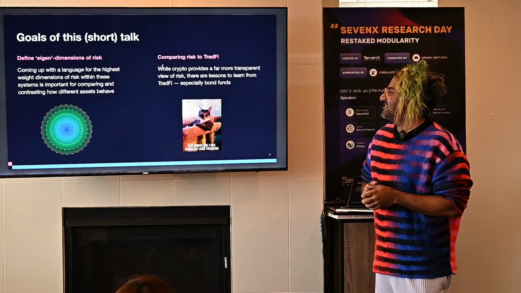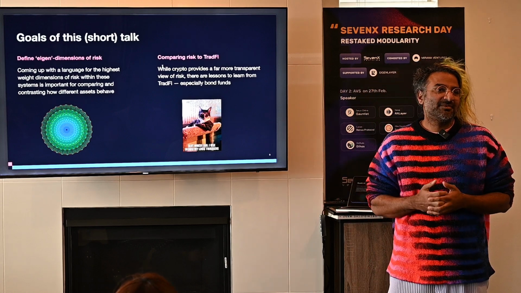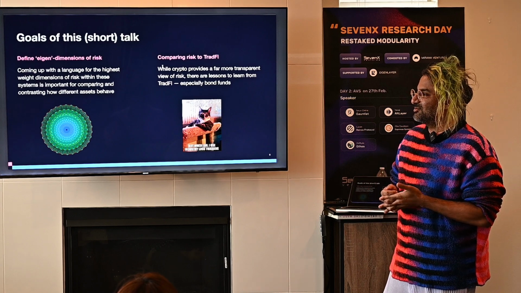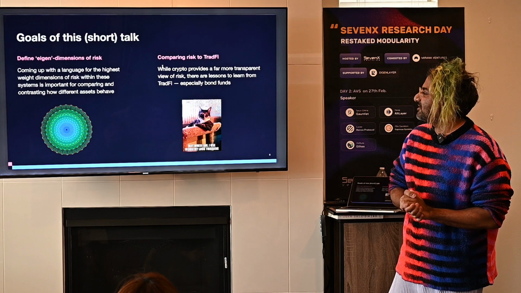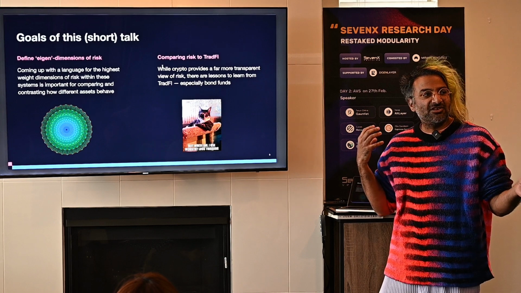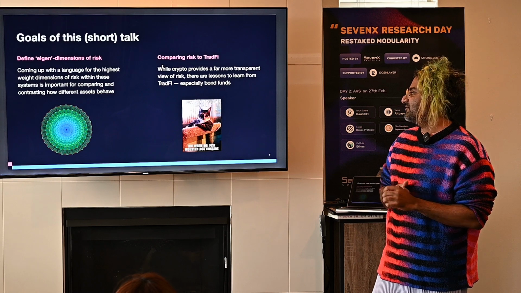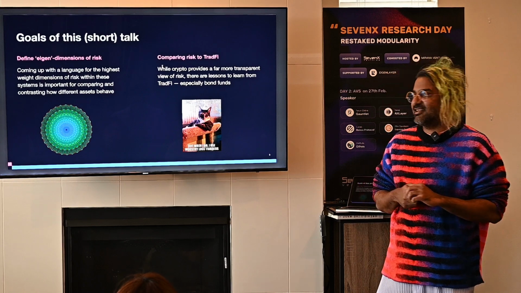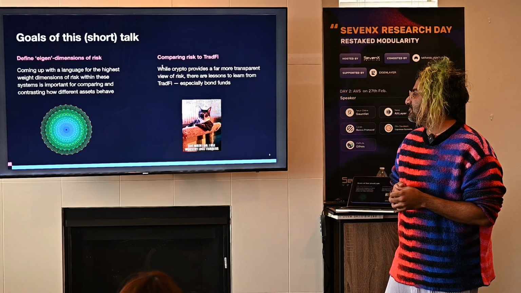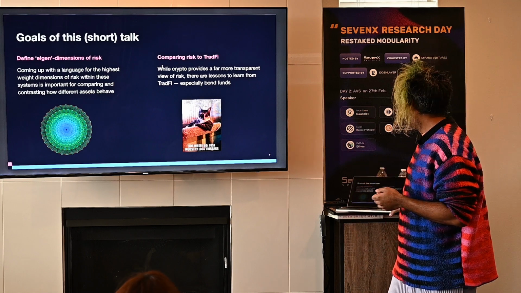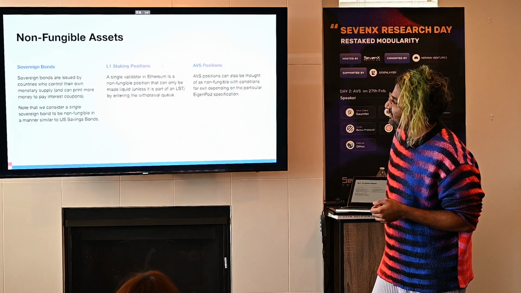The second thing is comparing the risks to TradFi. I think at the end of the day, these are out there, esoteric risk products, but they also share a lot of similarities with products that we know in traditional finance, such as bonds, and such as very variable bonds like catastrophe bonds like the meme is talking about.